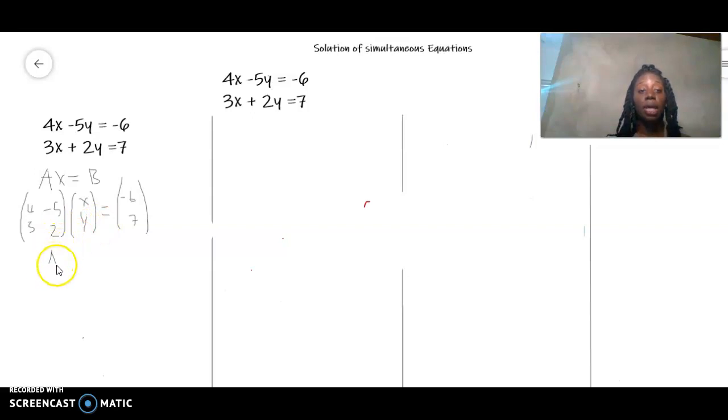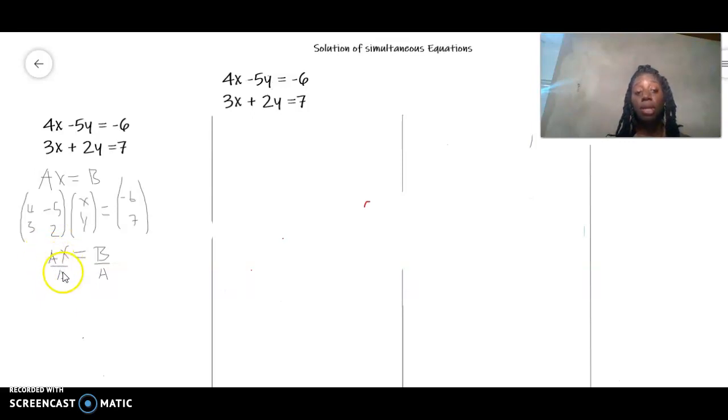So therefore, AX equal to B, solving for X would mean that I will have to ensure that X is on the left-hand side of the equation, and I will take the other terms to the right-hand side of the equation. But if you notice, A is being multiplied by X. So therefore, I will divide the left-hand side by A, and I will divide the right-hand side by A, not X, A.